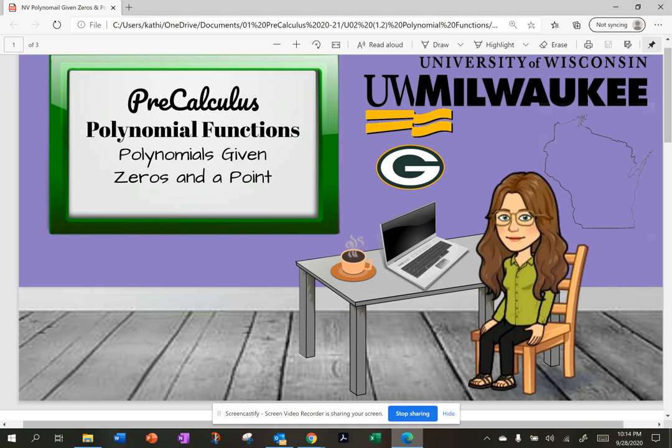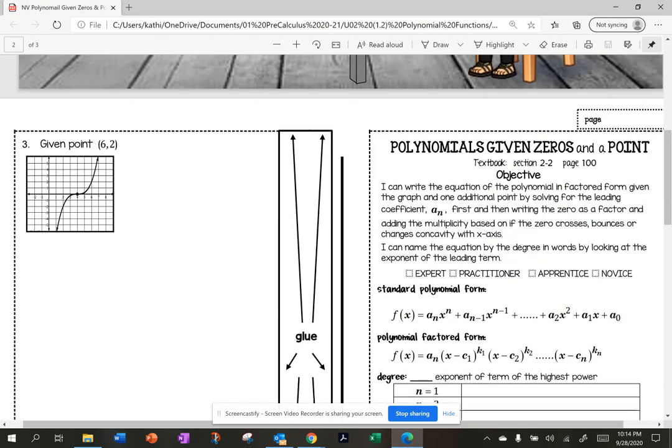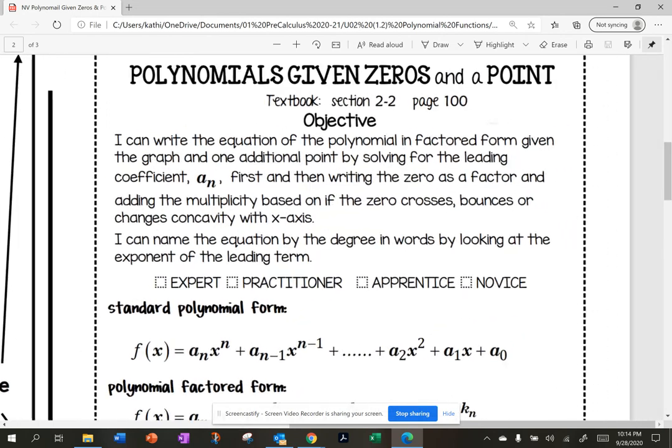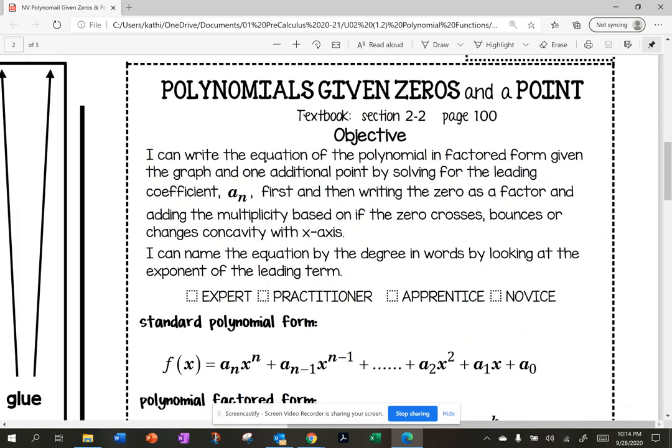Today's lesson is polynomials given zeros and a point. All right, let's start with the learning objective for today.